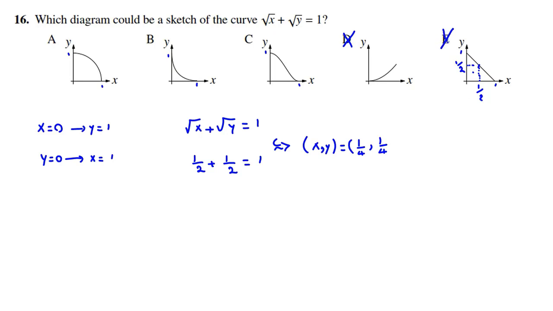Now, can you tell me which choice is correct? Because it should be something like this, we can reject the others. So the correct answer is B.